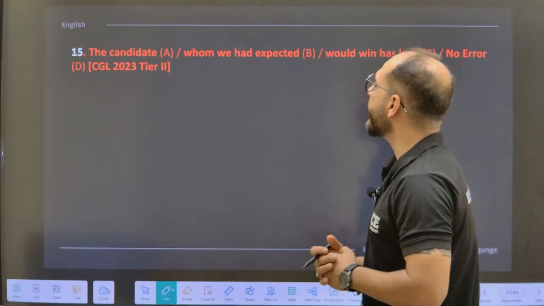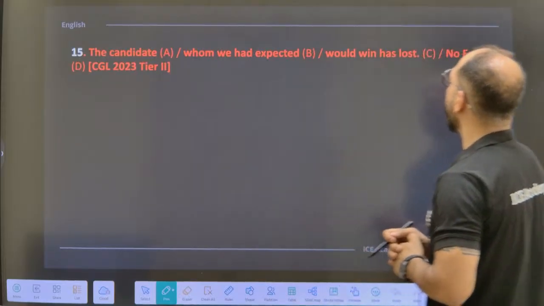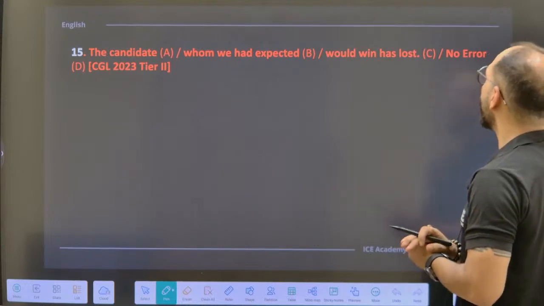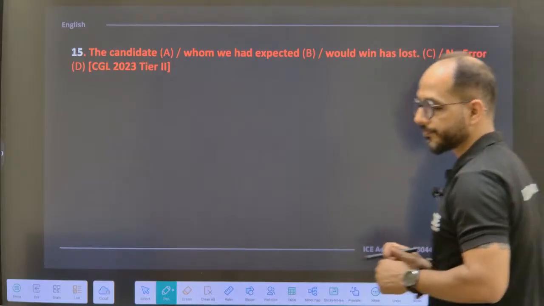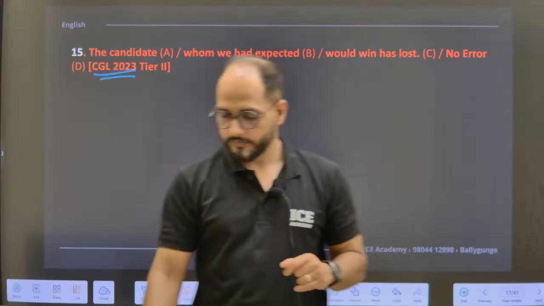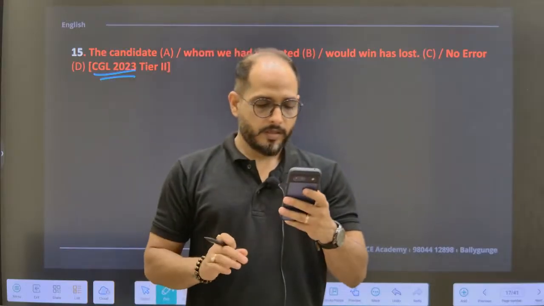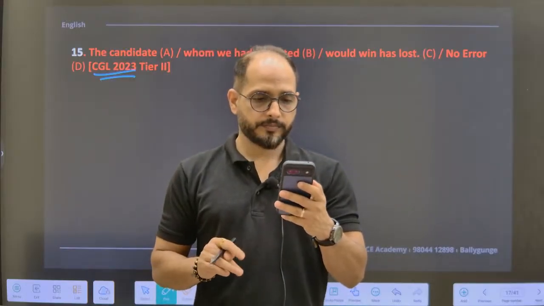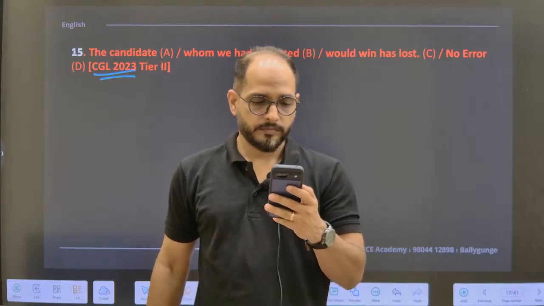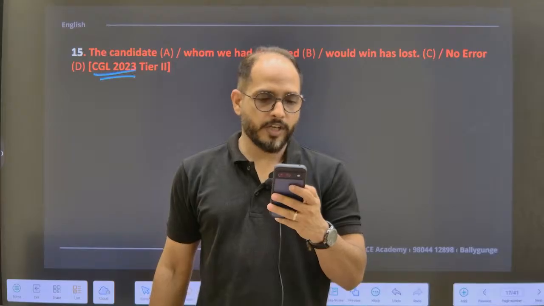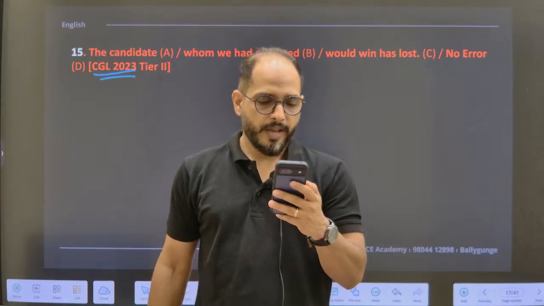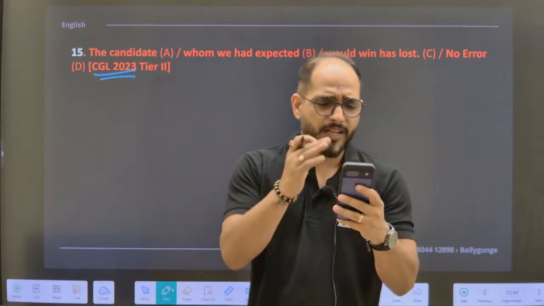The candidate whom we had expected would win has lost. This is CGL 2023. It's a very interesting question. I want answers from every one of you. And for God's sake, like the session, for God's sake.